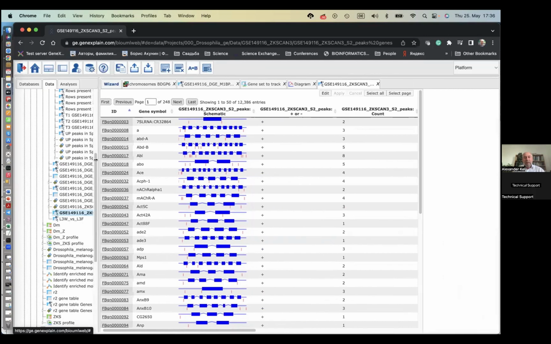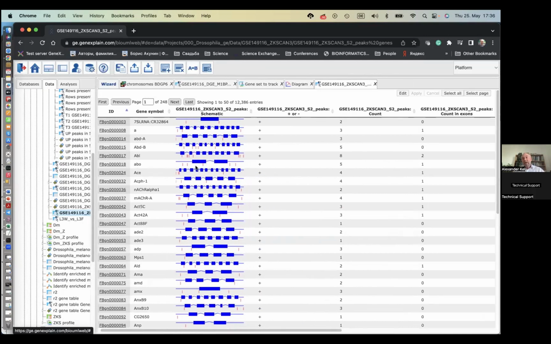It looks like that. This is done with another function which converts a track into genes. It puts the tracks on the genes which are nearby. And what you see here are these 12,000 genes which have at least one peak somewhere inside the gene, or plus minus 5 kb in the upstream and downstream region of the gene. Each red bar here is one peak where this transcription factor was bound.